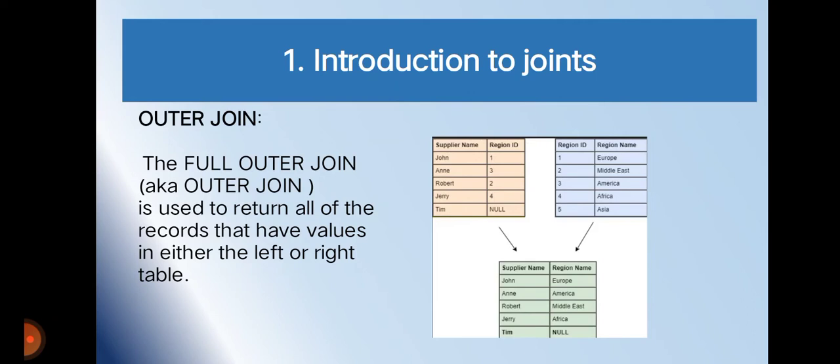In the given example, we can see that there are two tables. Table 1 contains supplier name with region ID and table 2 contains region ID with region name. As we know that for outer join, we have to return all of the records that have values in left and right join. We will join supplier name with the region name, as region ID in both tables are same. So supplier name and the region name create a new table which is more summarized and specific.